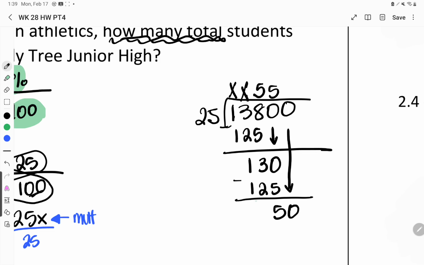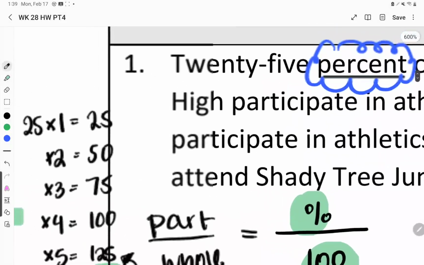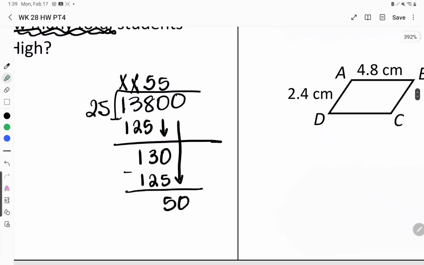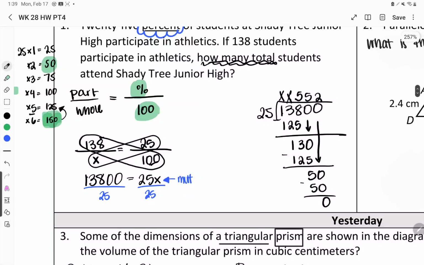Drop down that 0. How many times does 25 go into 50? Let's look over here. Here's 50 right here. How many times does it go in? 2. 25 times 2 gives me 50. Subtract, and that gives me 0. So the answer is going to be 552 students.